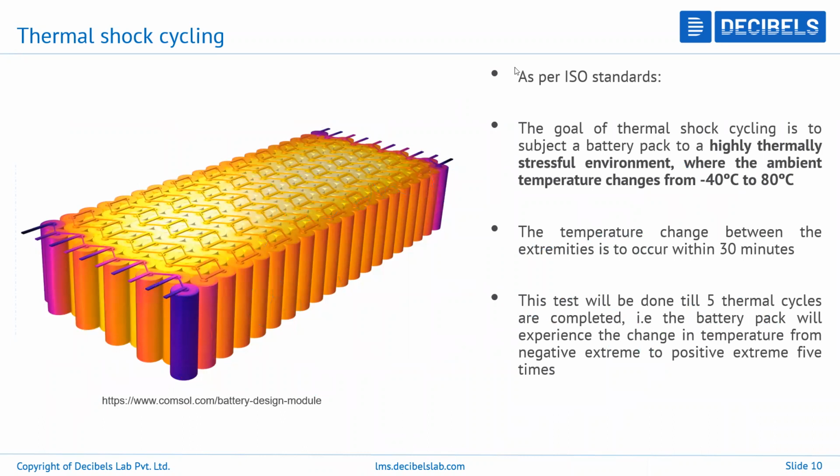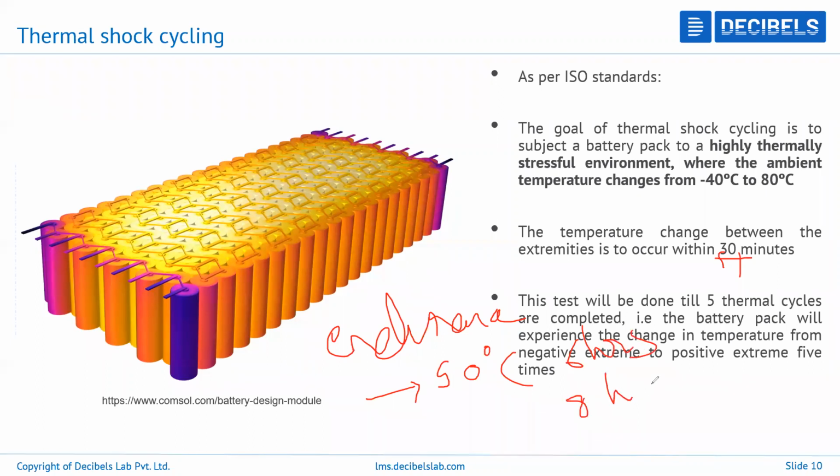There is also something called the thermal endurance test. The thermal shock test is with respect to a short period of time; we have seen that this comes for 30 minutes, but the endurance test comes for a much longer period. For example, you subject a cell to 50 degrees Celsius for a period of up to 6 hours, or 8 hours, or sometimes even 12 hours. That's what the endurance test does.